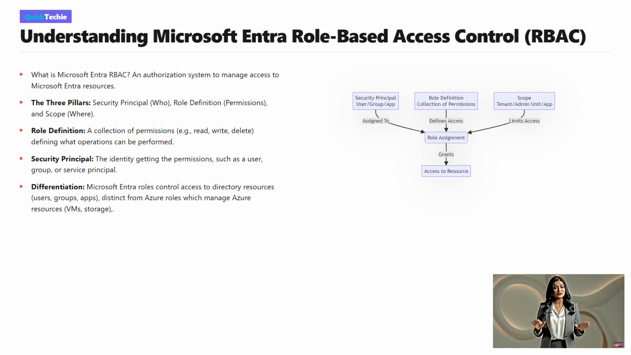These three elements converge at the role assignment. The assignment is the bridge. It takes the permissions defined by the role, applies them to the principal, and restricts them based on the scope, ultimately granting the specific access required to the resource.